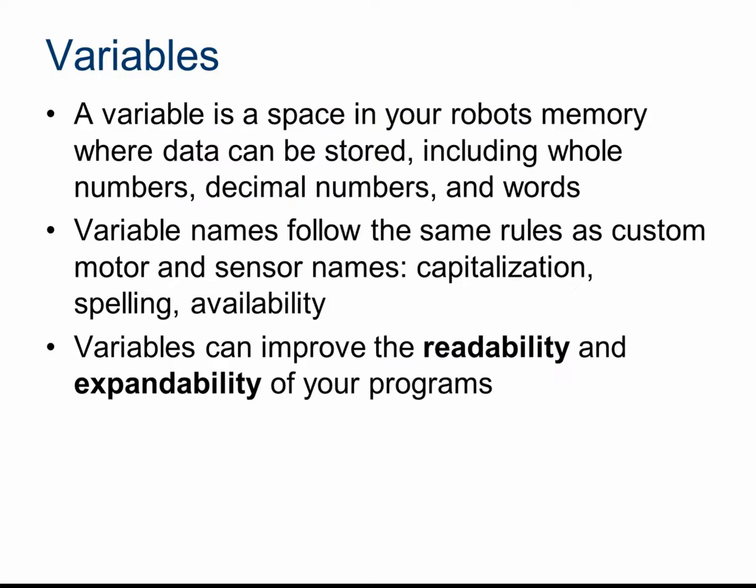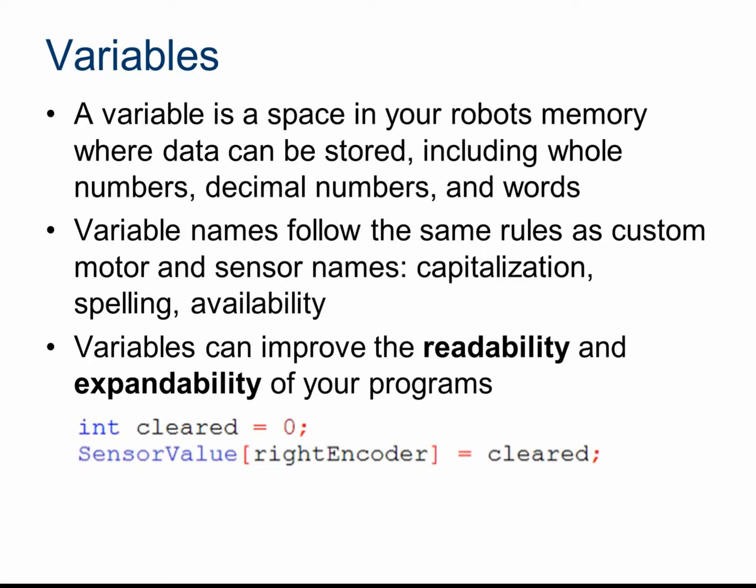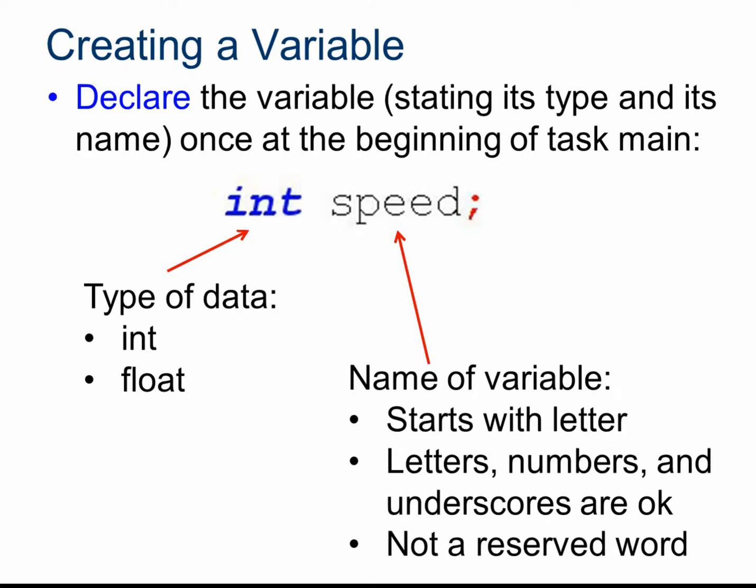So let's get started. A variable, like it says here, is just a spot in memory that stores something. That can be any number of things depending on how you create the variable. Variables basically make your code more legible, and they make it much easier to change things. We'll go over that in a little bit. For example here, that's just a variable. We created an integer named cleared. It's equal to 0. Don't worry if this doesn't all make sense right now. We're going to go over it in greater detail in later slides.